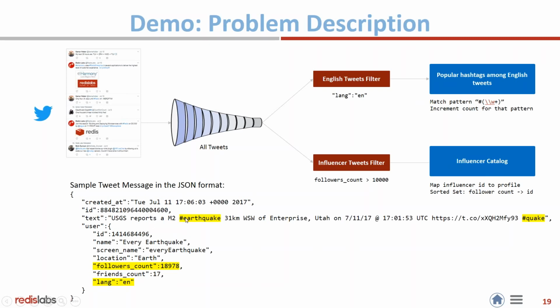This is a sample message format, sample JSON format, as you see here. And as you see, the language is English, and if the language is not English, we just discard it at the top. And then down here in the influencer tweet filter, we are looking for followers count, and also we are collecting hashtags if the tweet happens to be an English tweet.